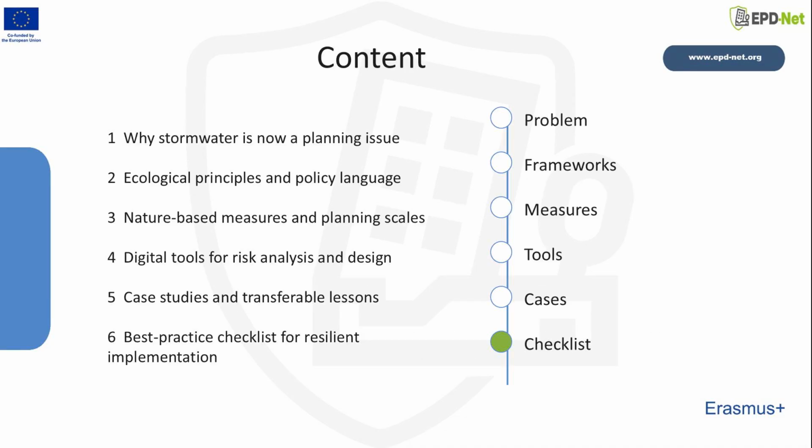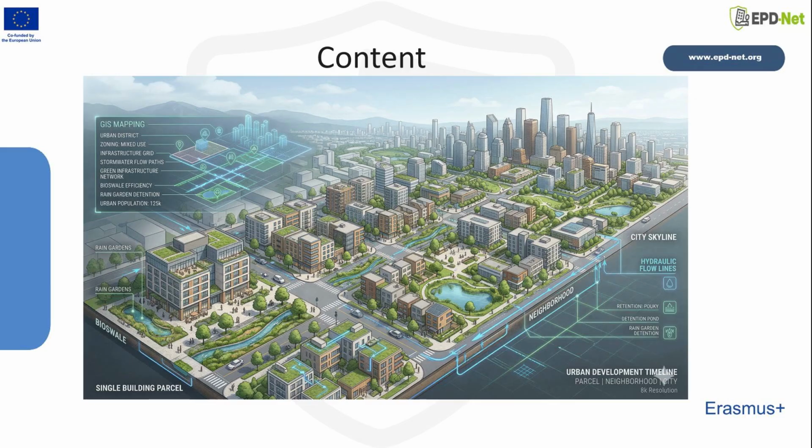This presentation is organized as a planning sequence. It begins by explaining why stormwater has become a planning issue in today's urban environments. It then moves into the main ecological principles and policy frameworks that guide contemporary stormwater thinking. After that, the lecture reviews the main nature-based measures and shows how they operate across different planning scales, from the parcel to the catchment. The next part introduces digital tools that support risk analysis, modeling, and design coordination. The final sections focus on case studies, transferable lessons, and a practical checklist for implementation.